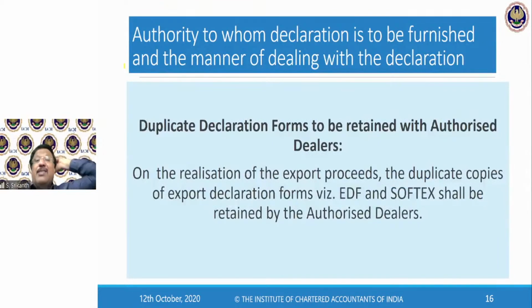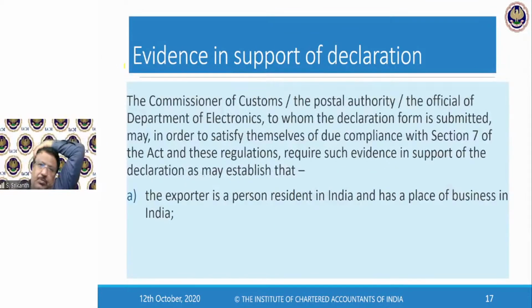Now, on the realization of the export proceeds, the duplicate copies of EDF and Softex shall be retained by the ADs. This is very, very important. This is one cycle. You exported it, submitted EDF, got the money, close the cycle. When the RBI comes for inspection, they will see that for every invoice, this cycle has been closed. So, some evidence has to be given.